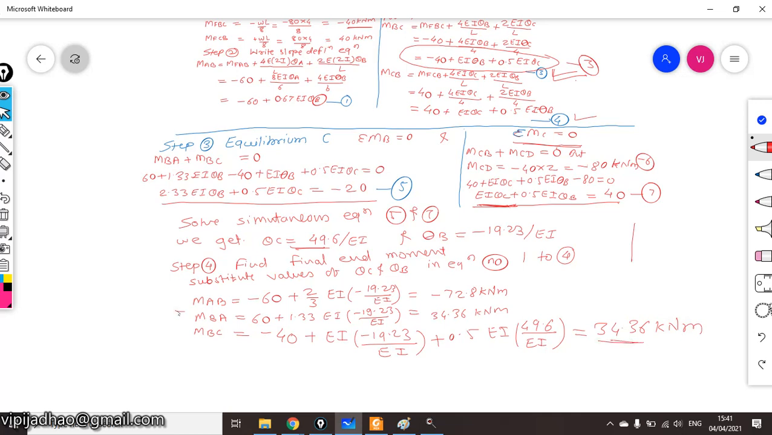You can see here the value of MBA and MBC will be same, only the sign conventions will be different. Okay, MBA is positive, MBA, just a minute.